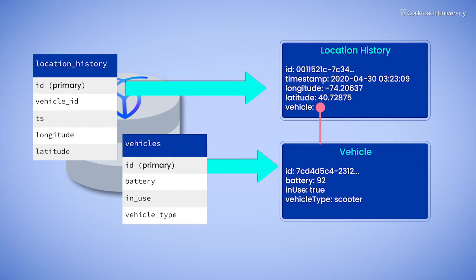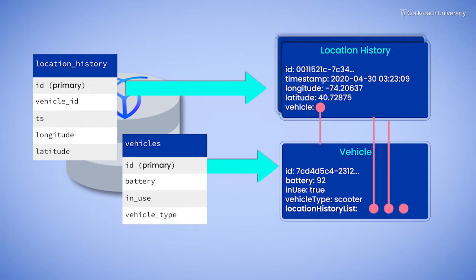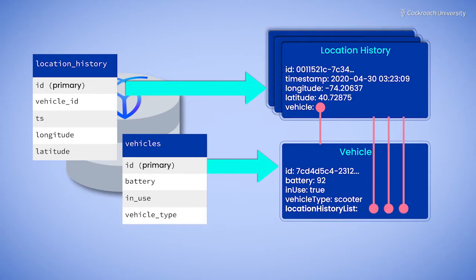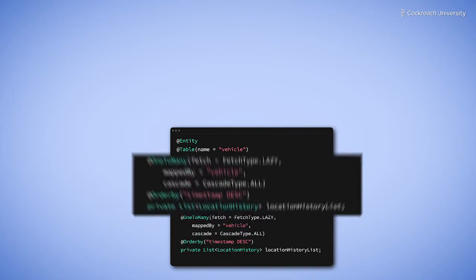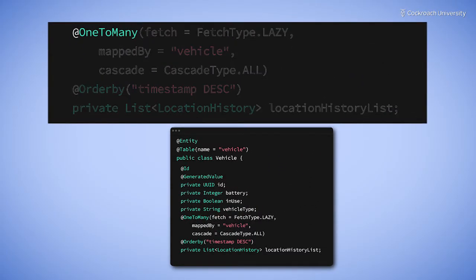What about going the other direction? What if we want to be able to automatically retrieve a list of location history entities associated with a vehicle entity? This is a little different because the vehicles table doesn't have a foreign key reference to the location history table. So let's look at the vehicle's location history list property. The relationship in this direction is one-to-many.